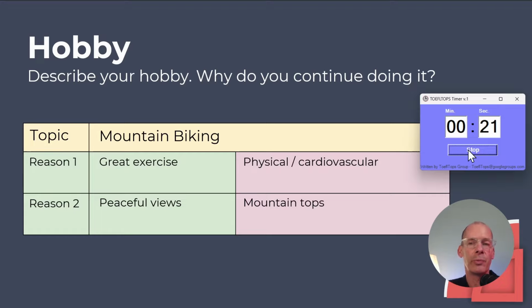One reason is it's really great exercise. I feel physically stronger, my breathing is better, my cardiovascular system is stronger. I love it. Another reason is that there are a lot of peaceful views. When I mountain bike, I get to the top of every mountain and I have a view of the valley below, and it's a beautiful experience.